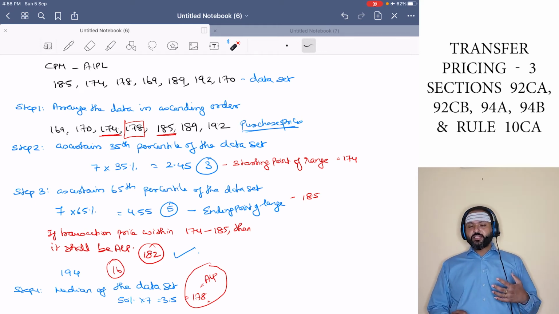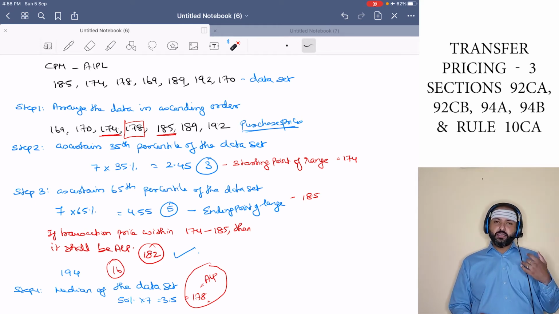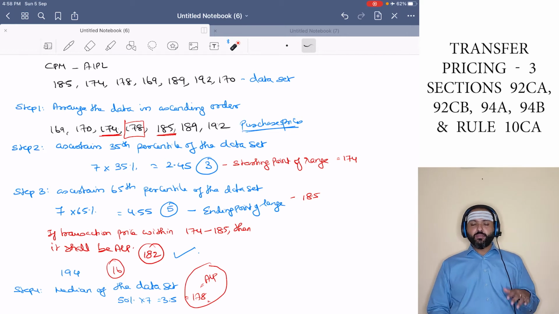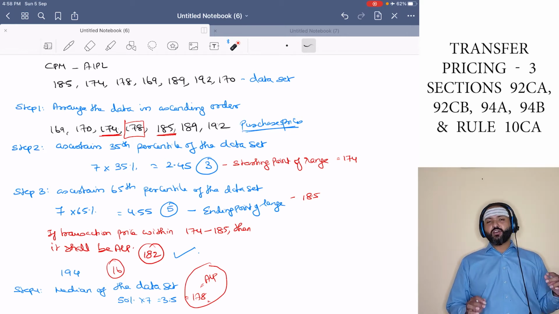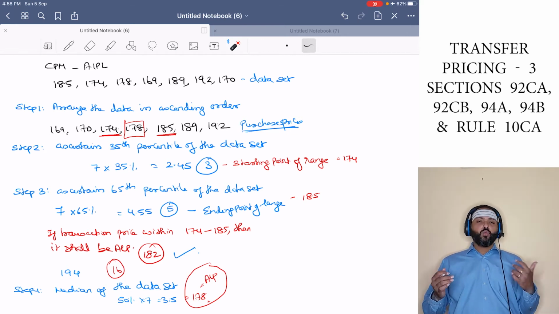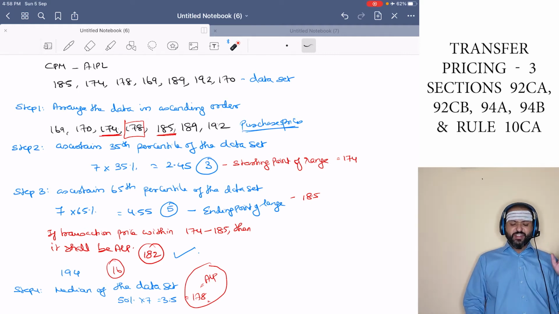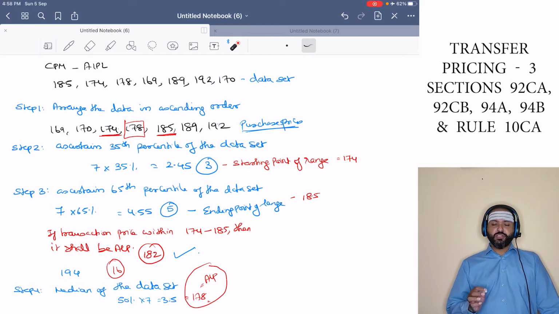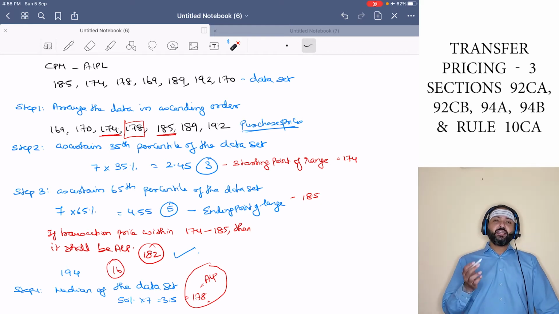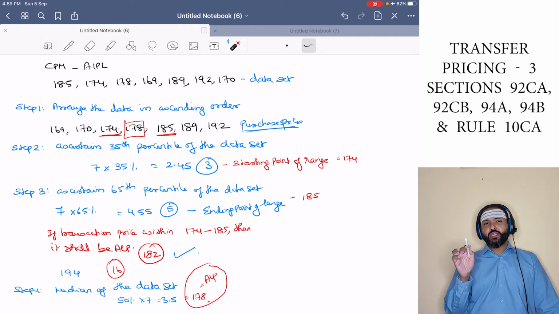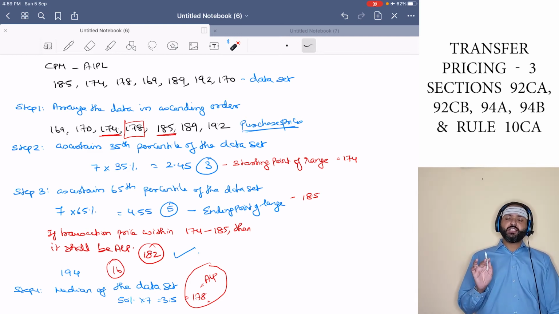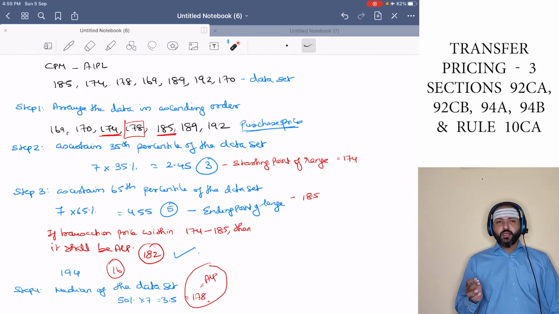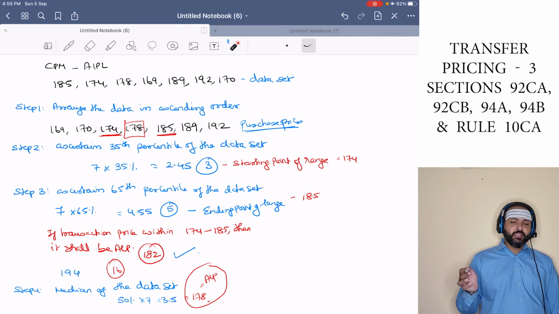This is a green scenario because the entire data set was an odd number. Suppose the data set is an even number. Instead of 7, if I had 8 data sets, what would be the outcome? We will have to first do the same procedure. Arrange it in ascending order. Take the 35th percentile. When you do the 35th percentile, whether it is a whole number, 8 into 35% is not a whole number, it is still in decimals. So take the next number. Likewise, for the 65th percentile, take the next number.